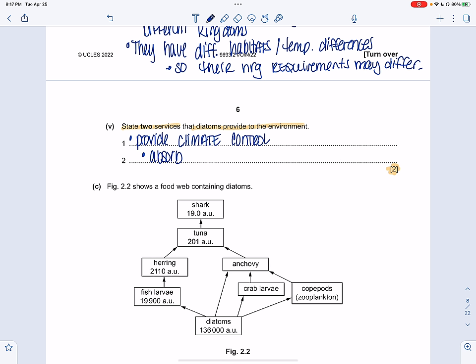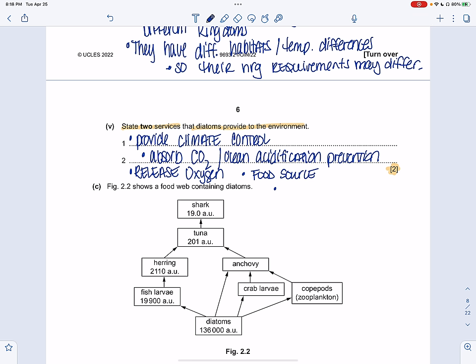One in and of itself is they absorb CO2, and I'm sure that would also go to ocean acidification. They release oxygen, which all organisms need for respiration. They are a food source, right? They're the base of your trophic levels. And so they maintain stable food webs or ecosystems.